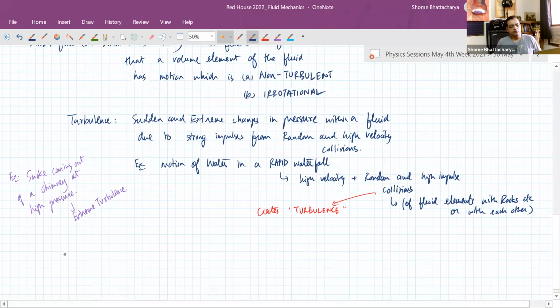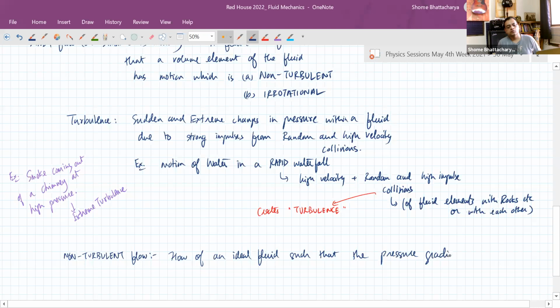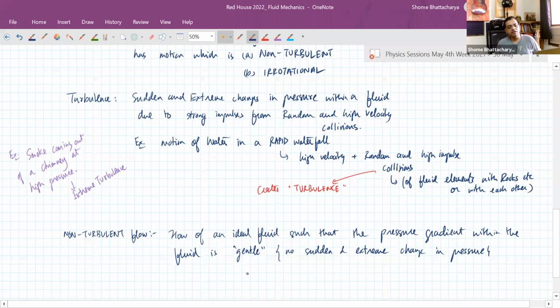So now one way to describe non-turbulent flow is that it is the flow of an ideal fluid such that the pressure gradient within the fluid, that is, the rate of change of pressure with respect to position, is comparatively gentle. In other words, there is no sudden and extreme change in pressure at any point within the fluid. So this will only happen when the motion does not involve any high velocity and random collisions.